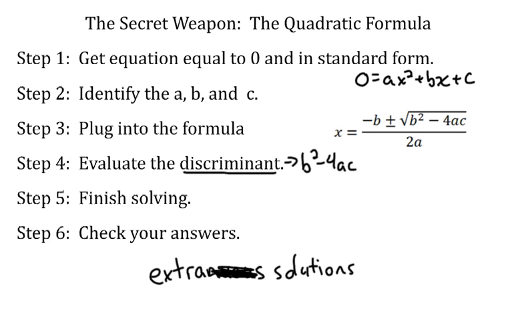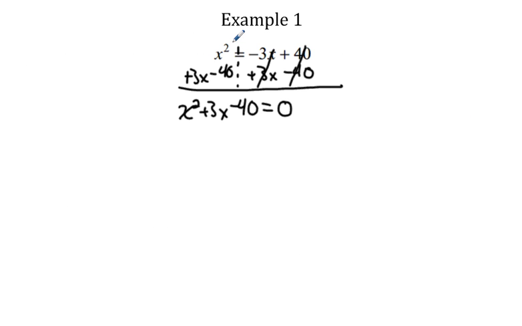Second step, I've got to figure out what a, b, and c are. So in this case, my a value is 1, because there's no number in front of the x squared, which means the coefficient is 1. The b value is 3, and the c value is negative 40.